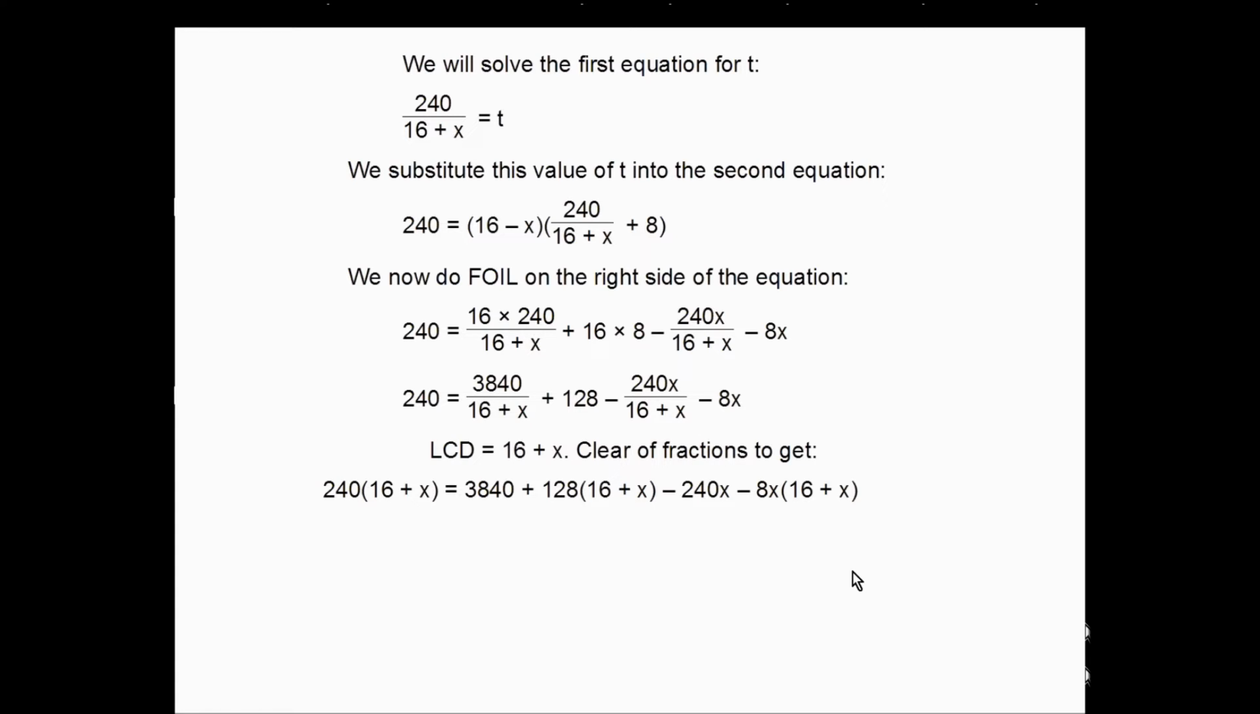Looks like I have some more distributing to do. Distribute the 240 on the left, and I'll distribute the 128 and the minus 8x. I'm going to have 3,840 plus 240x is equal to 3,840 plus 2,048 plus 128x minus 240x minus 120x minus 8x squared.